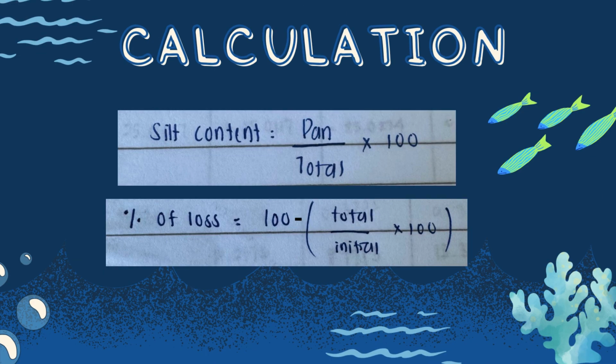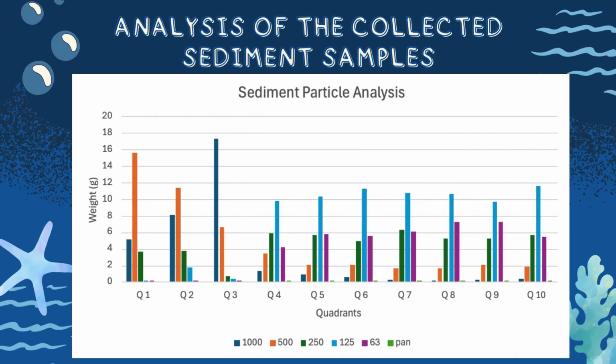So the formula for silt content is pan over total times 100, and the formula for percentage of loss is 100 minus total over initial times 100. From this bar chart, we can see that the size of the sand fraction decreases over the quadrants the closer we get to the shoreline.